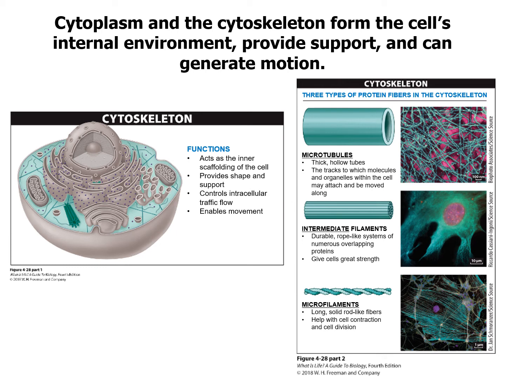It is going to come in the form of three types. You've got microtubules, which are going to be hollow tubes. They're a little bit bigger and thicker. Intermediate filaments, which are going to be durable and rope-like, and microfilaments, which are going to be the smallest of the three, but they are going to be long, solid, rod-like fibers that are going to help with cell contraction and cell division. And we'll talk about cell division a little bit later in the semester.